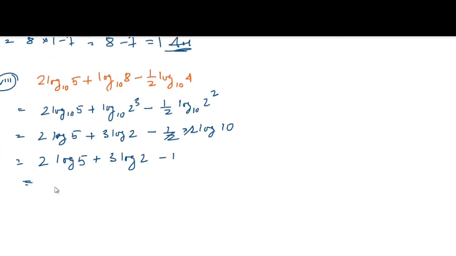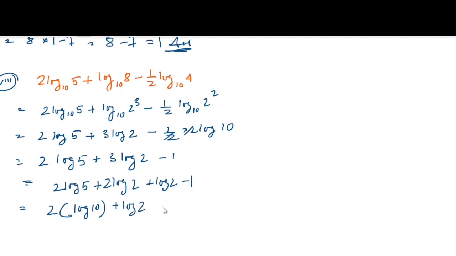Okay, so now here we can write 2 log 5 plus 2 log 2, okay, plus log 2 minus 1. 2, if I take common, it will be log 10 plus log 2 minus 1. 2 into 1 plus log 2 minus 1. Now 2 minus 1 plus log 2, so 1 plus log 2, that is the final answer. Okay, next.